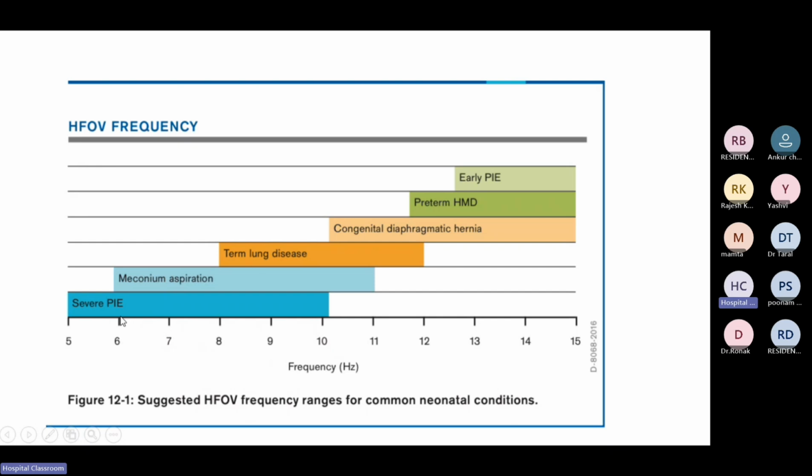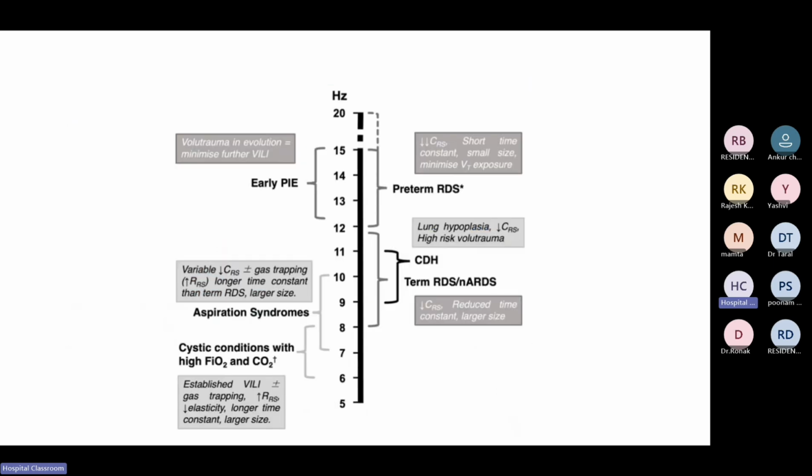Now, what is PIE? Can someone tell me what PIE is? It is pulmonary interstitial emphysema, a sort of air leak which is seen more commonly in extreme preterm babies with very immature lungs. In those conditions we will use a higher frequency. Why? Because the lung is already damaged, and we don't want to damage it further.